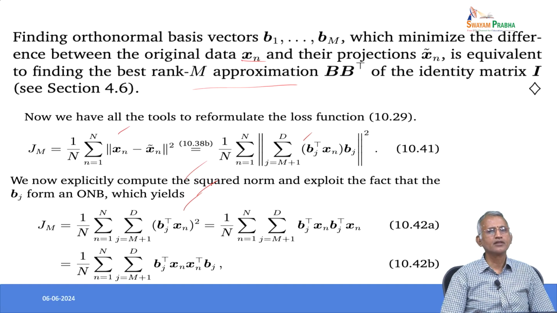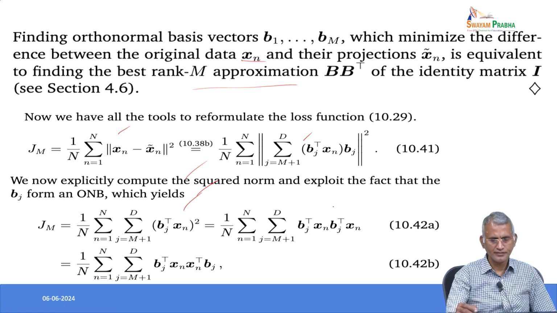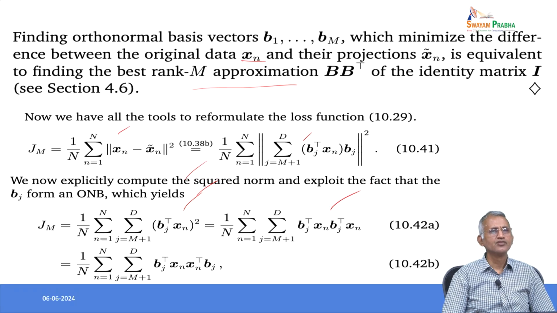Therefore, 1 by N summation n equal to 1 to N, j equal to M plus 1 to D, b_j transpose x_n times b_j transpose x_n. So, 1 by N into summation n equal to 1 to N, j varies from M plus 1 to D, b_j transpose into x_n x_n transpose b_j.